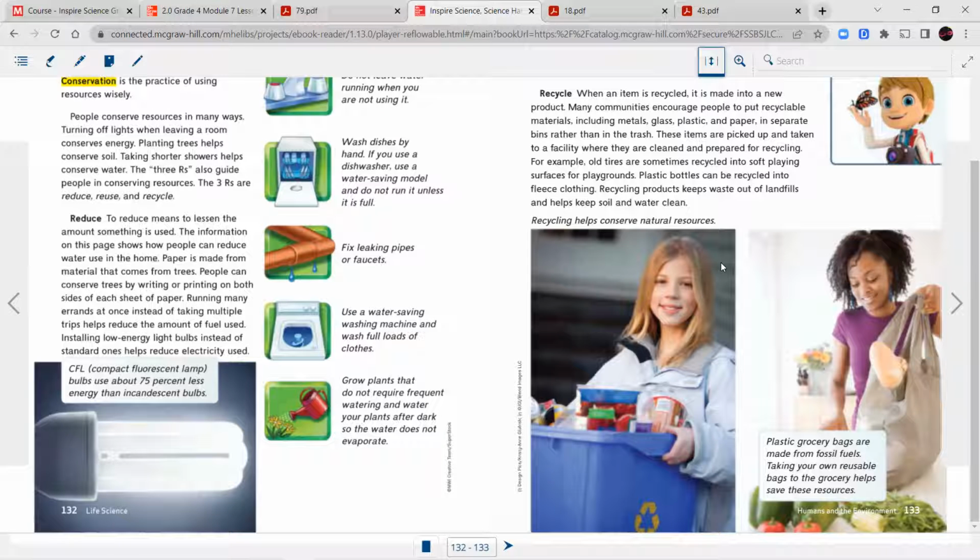Recycling products keeps waste out of landfills and helps keep soil and water clean. Recycling helps conserve natural resources. Plastic grocery bags are made from fossil fuels. Take your own reusable bags to the grocery store to help save these resources.